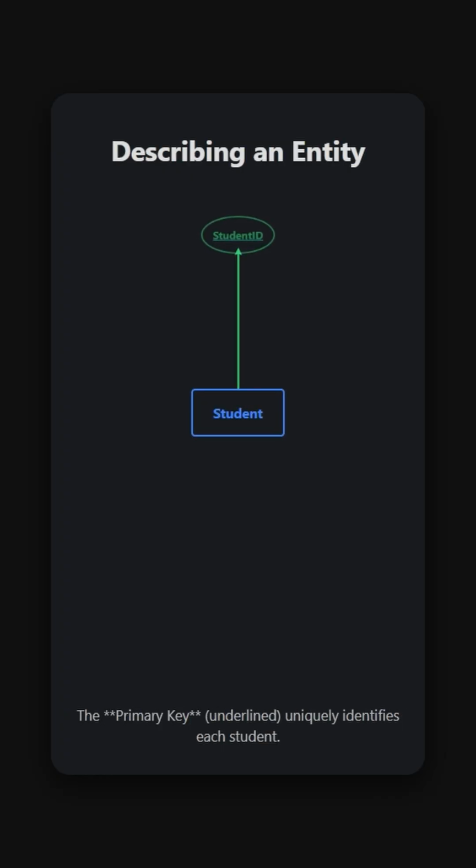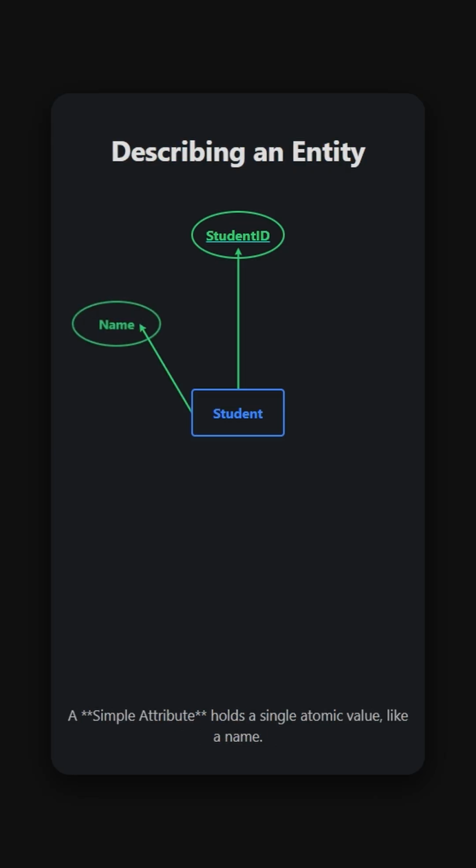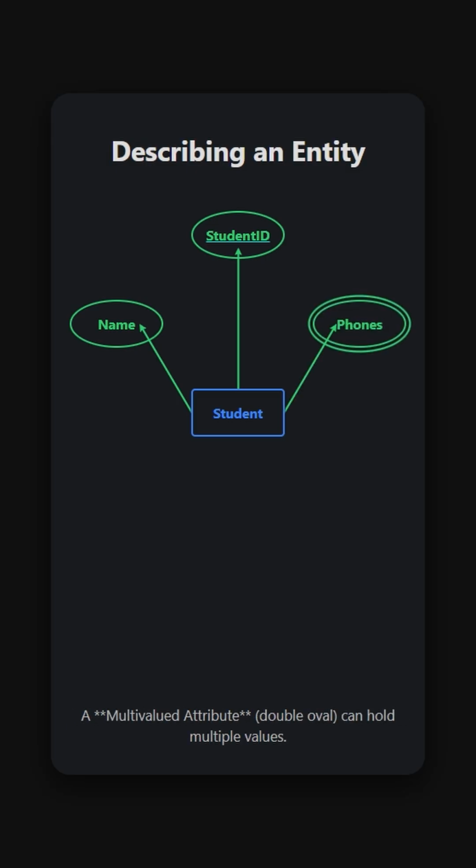The primary key, which is always underlined, uniquely identifies each student. No two students can have the same one. A simple attribute holds a single atomic value, like a name. A multivalued attribute, shown with a double oval, can hold multiple values. For instance, a student might have several phone numbers. And a derived attribute, shown with a dashed line, is a value that can be calculated from another attribute, like calculating age from a birth date.